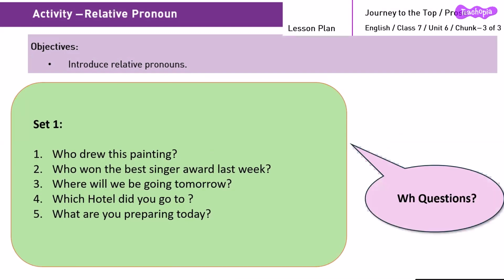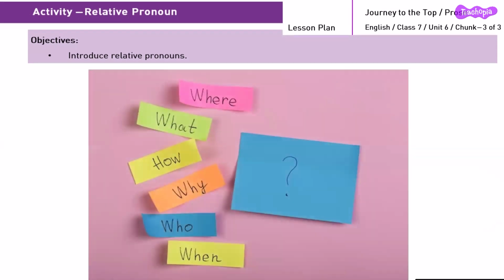These are WH questions. If you notice, these questions that we have just read out all start with a WH: who, where, which, and what. In order to introduce the relative pronouns, we can use WH questions. So WH questions and how are also included when you're doing this activity.